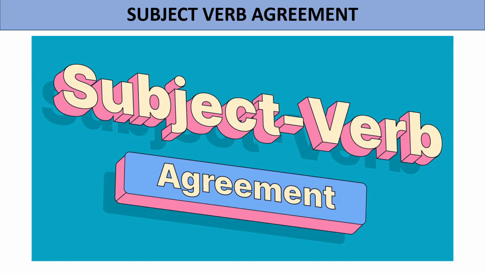So in today's session we are again going to discuss some very important questions of subject verb agreement. As you can see, I have written here subject verb agreement. In the previous session we did discuss some rules, and along with the rules we also solved some questions which were easy level questions, right?